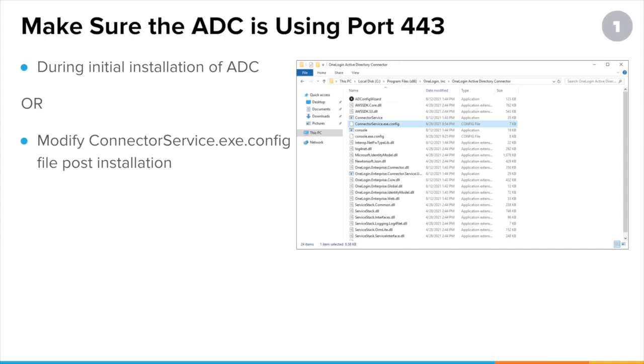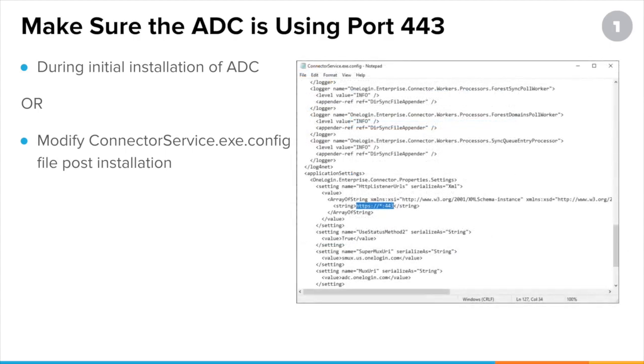You will find it on your C drive underneath Program Files x86, OneLogin Inc., OneLogin Active Directory Connector. Open up connector services exe config and go find the HTTP listener URLs element. Under there, see a little string. Make sure the string reads as what I've highlighted here.